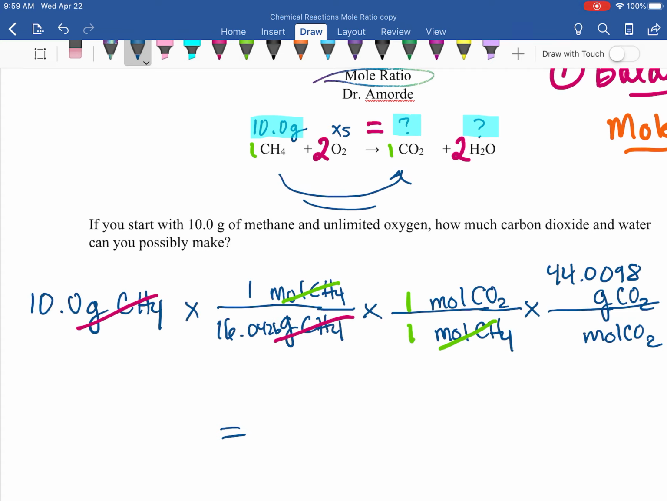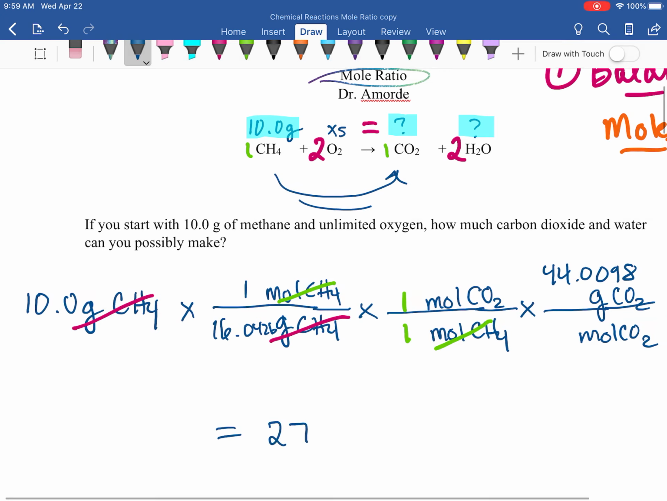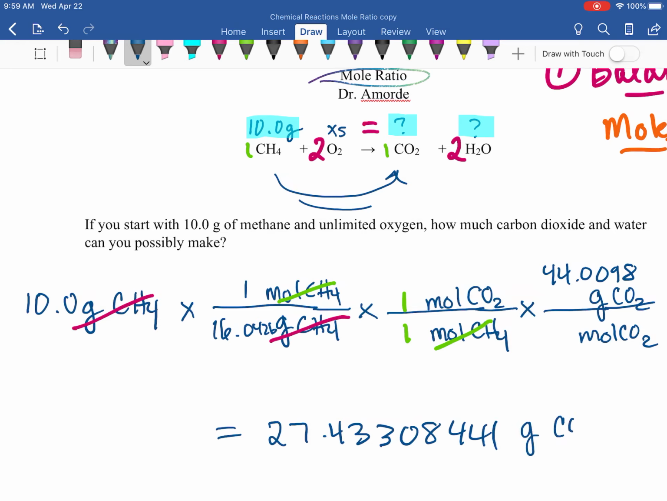All right, plug this in. Hit pause if you need to. Grab your calculator. Let's plug this into our calculator. I'm going to do the same thing. I've got 10 divided by my 16, times 1 and 1 times 44. And let's see, I get 27.433084441. Again, we could be slightly off there, but watch this. We're about to fix it like we've done all semester with sig figs.